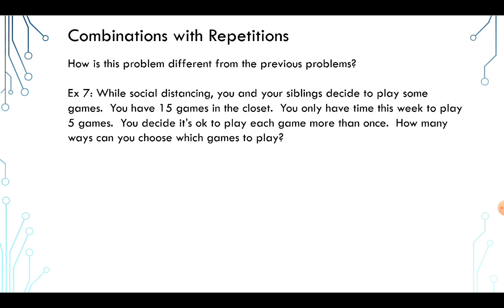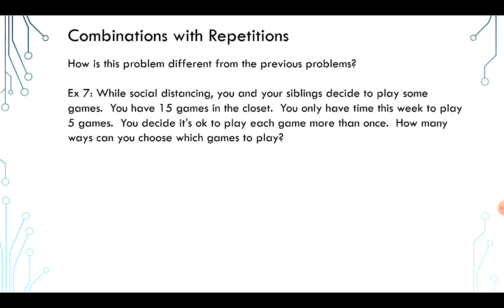All right, combinations with repetitions. How is this problem different than the previous problems? While social distancing, you and your siblings decide to play some games. You have 15 games in the closet. You only have time this week to play 5 games. You decide it's okay to play each game more than once. How many ways can you choose which game to play?